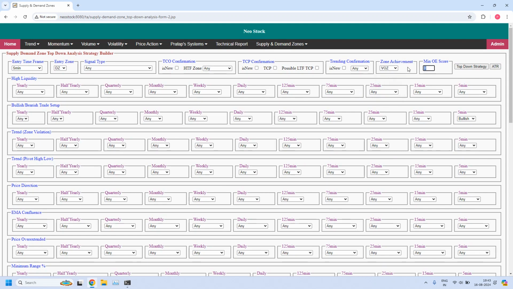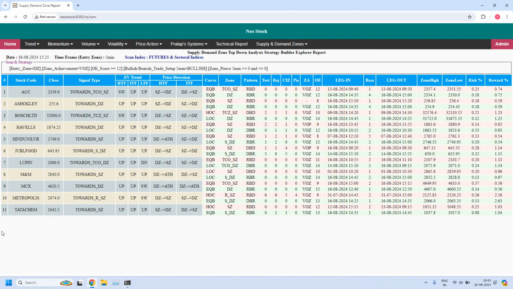Minimum odd enhancer score should be 12. All the 3 filters are applied to 5 minutes demand zone. Let's filter the stocks. Now 11 stocks are filtered. These 11 stocks are supporting bullish trade setup for hourly income trade.